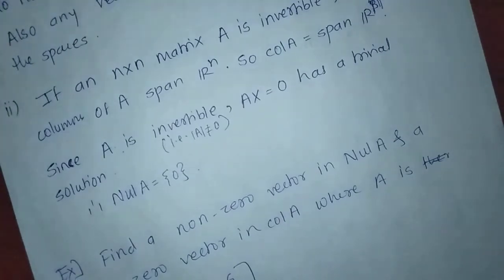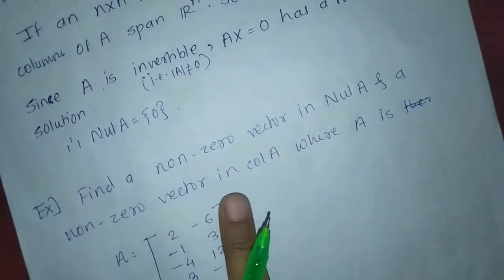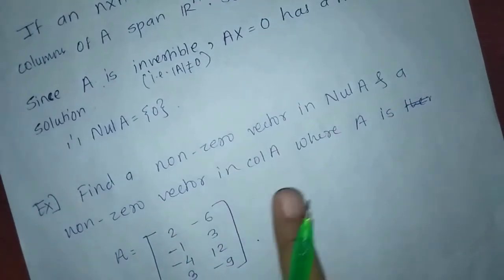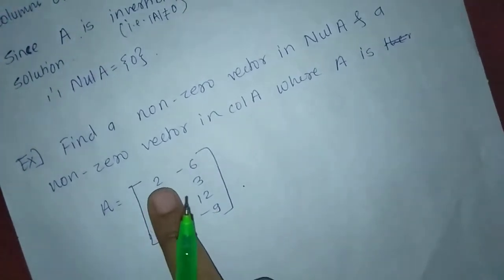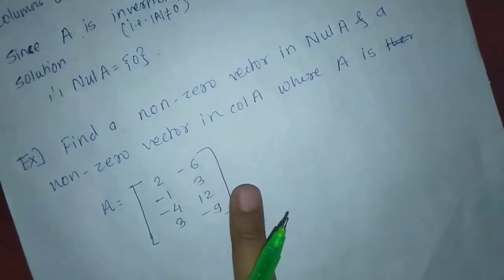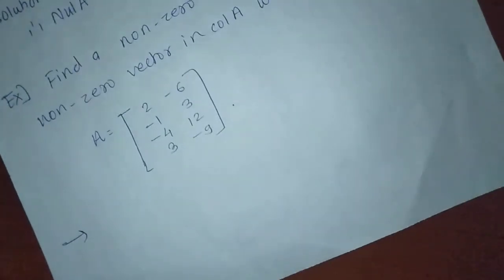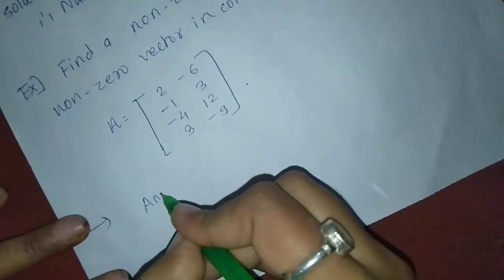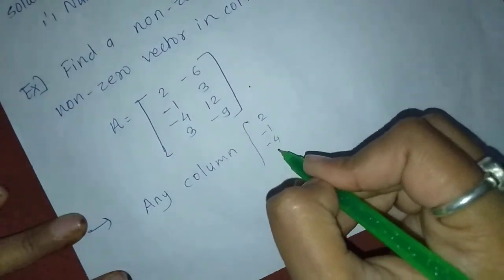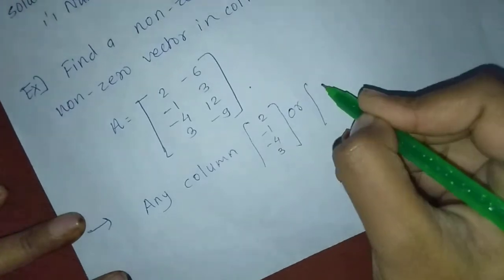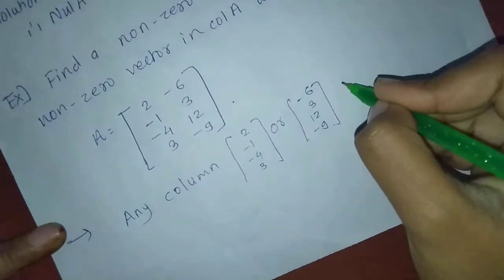Next example. Find a non-zero vector in the null space of A and a non-zero vector in the column space of A, where A is a 4 by 2 matrix whose entries are 2, minus 6, minus 1, 3, minus 4, 12, 3, minus 9. For the column space of A, any column, 2, minus 1, minus 4, 3 or minus 6, 3, 12, minus 9, is in the column space of A.